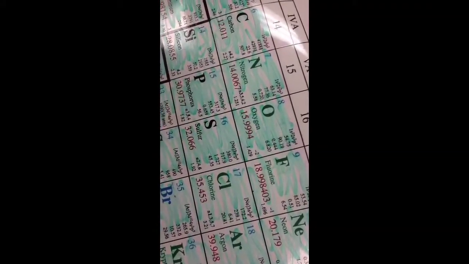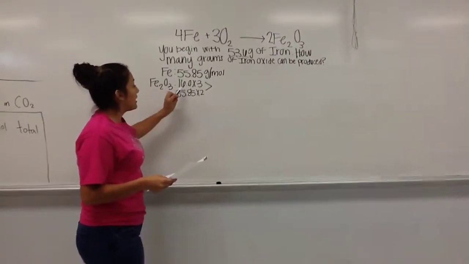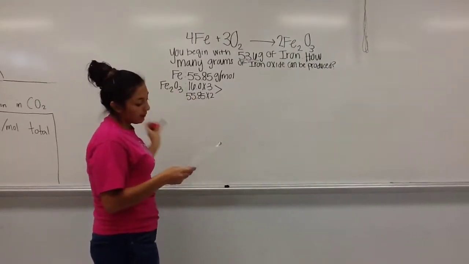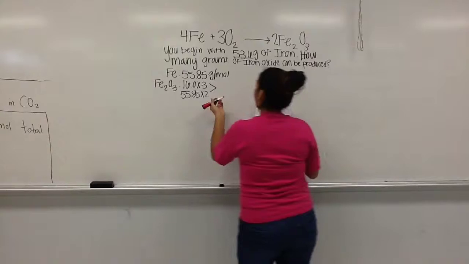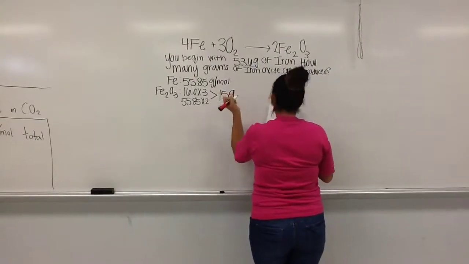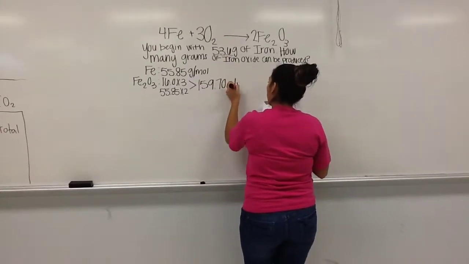Oxygen is 16.0. And to find iron oxide, you would have to do 16.0 times 3 and 55.85 times 2. Once you put that in your calculator, it will give you 159.70 grams per mole.